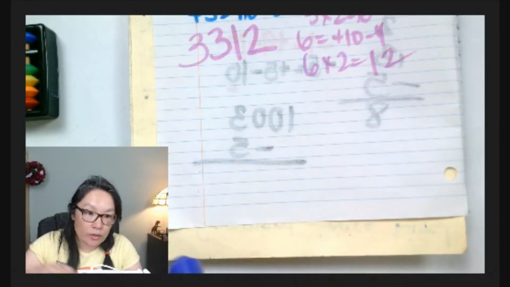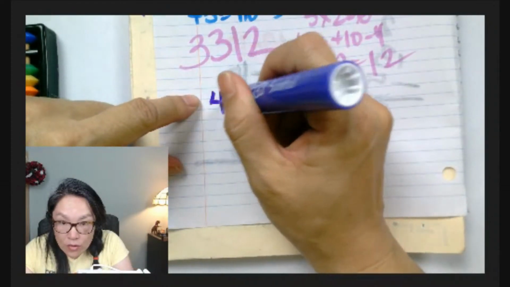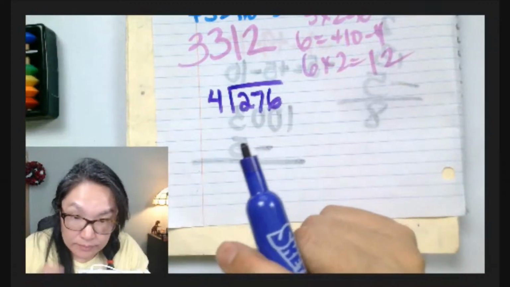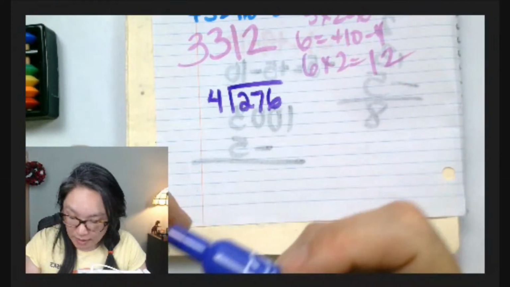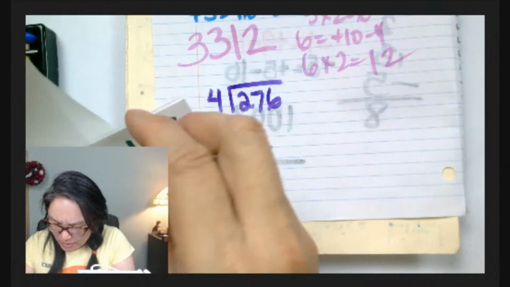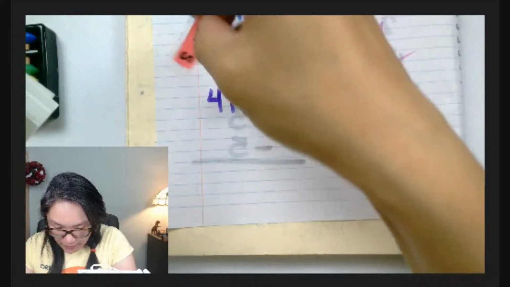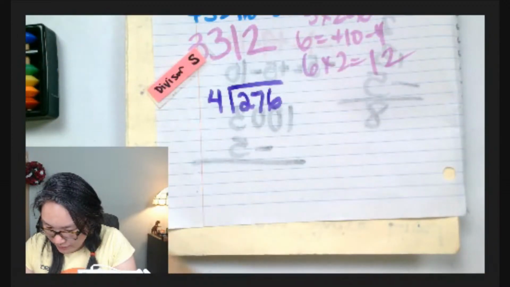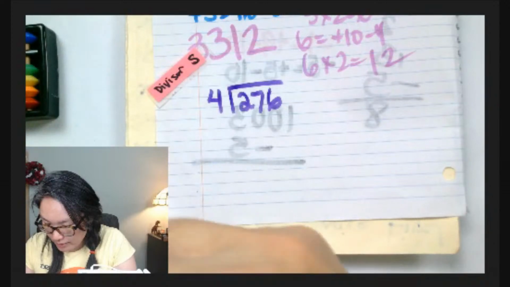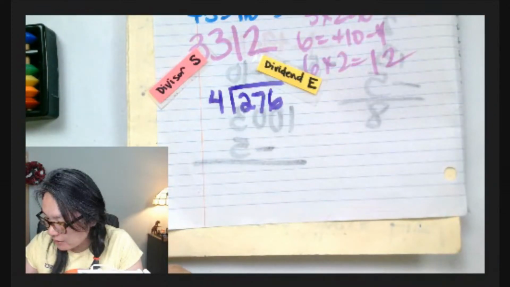So what we're going to do is we're going to understand our divisor and our dividend. We have 4 divided by 276. All right. So the first thing we're going to do is understand our starting point. What do you mean by starting point? Well, we have our divisor. This is our divisor. And then we have our dividend. Where's my little label? Okay, there it is. So these are the terminologies, dividend and divisor.